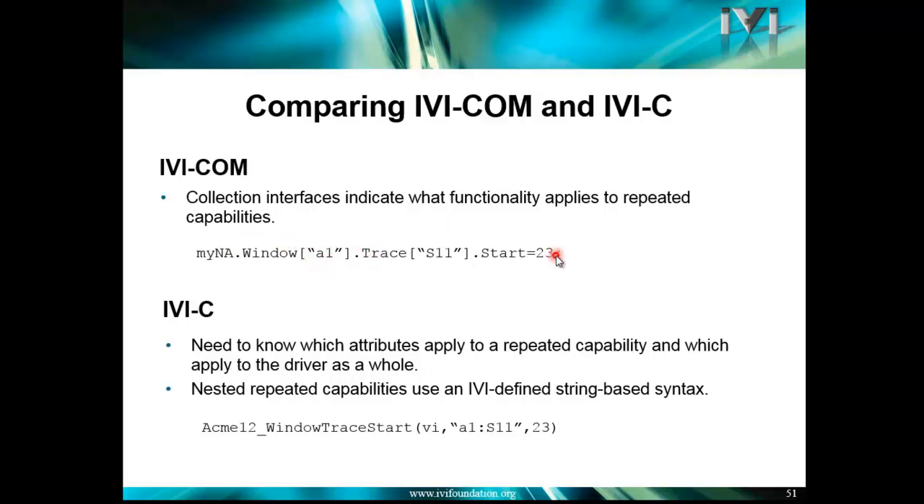If I need to be able to set a value on that trace, I need to be able to specify this window and this trace. And so syntactically, we've gone to this collection, got A1, on this collection, gone to S11. And nothing very surprising, because this is exactly the way any two-dimensional data structure would work in .NET. And that's what Ivy is striving for, is not to do creative and interesting things, but to do things just conventionally.